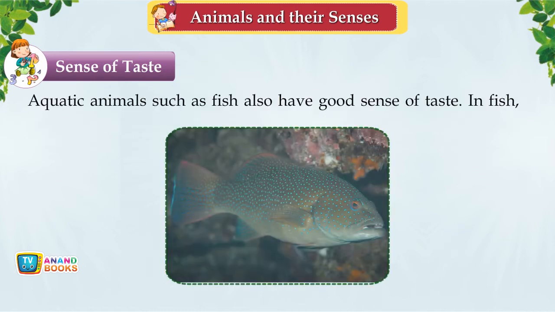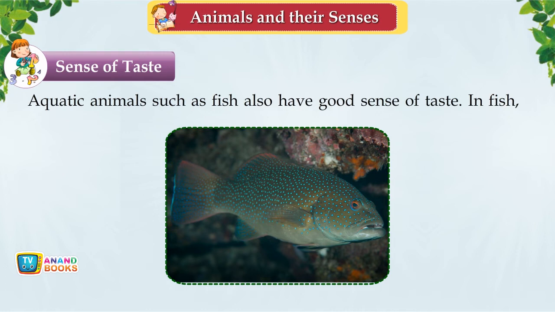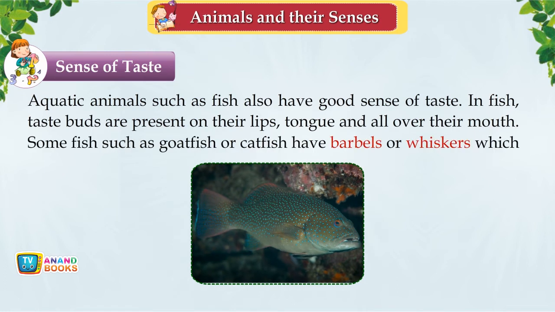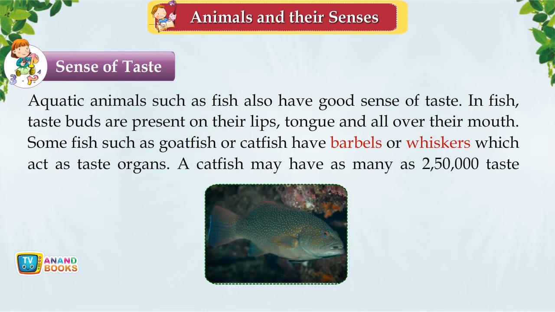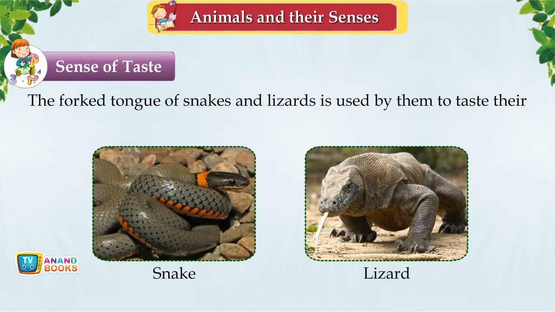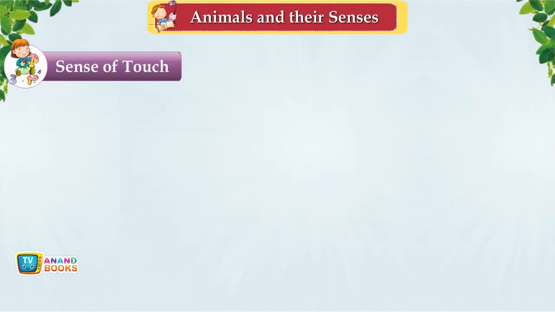Aquatic animals such as fish also have a good sense of taste. In fish, taste buds are present on their lips, tongue, and all over their mouth. Some fish such as goatfish or catfish have barbels or whiskers which act as taste organs. A catfish may have as many as 250,000 taste buds. The forked tongue of snakes and lizards is used by them to taste their surrounding air and detect any prey.